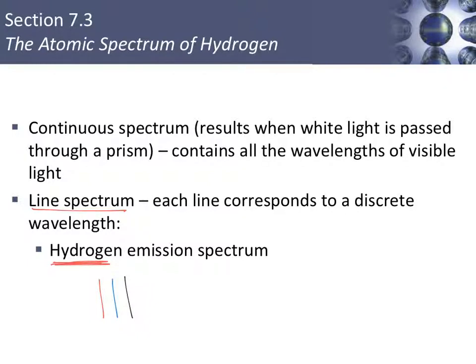So every element has this unique spectrum of lines that are given off when you heat it up. Not a continuous spectrum, but just very specific lines. That's called an atomic emission spectrum, or in the case of hydrogen, hydrogen's emission spectrum.